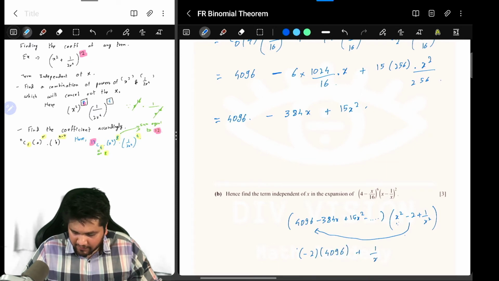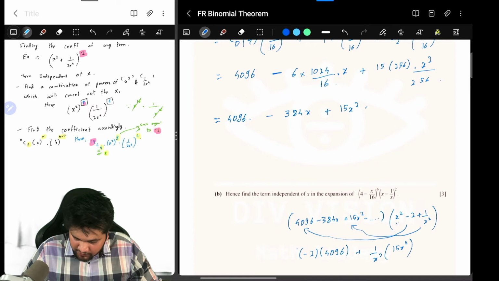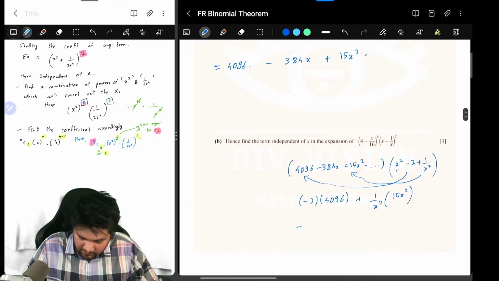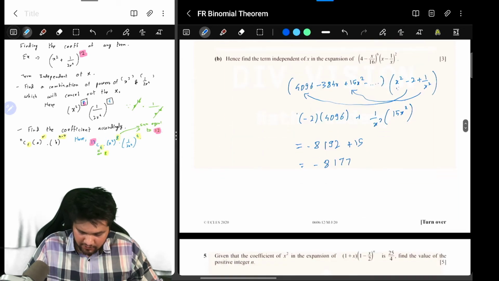Plus 1 by x square into 15x square. Yes, 1 by x square into 15x square. Make sure of the positive and negative, there is a lot of chance that you can make a silly mistake. So how much is this? Negative 8192, right? 8192 plus 15, which is minus 8177. Yes, that's your answer. Let's go to the next.